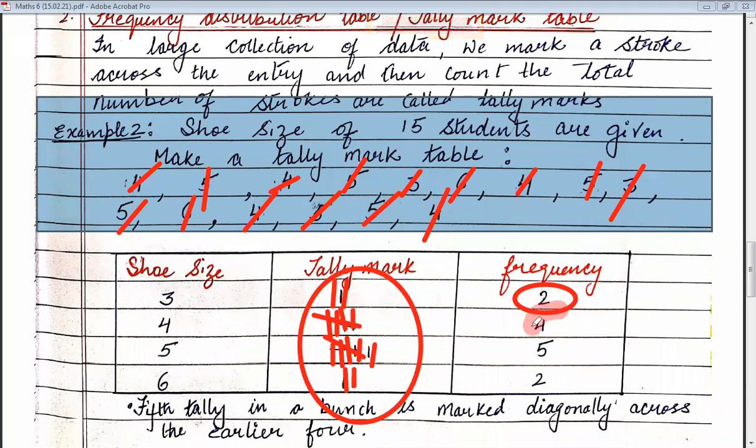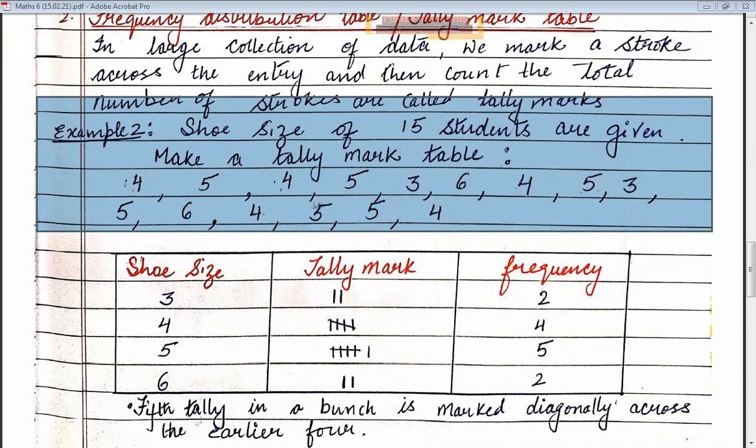Okay, and next one is your 5 shoe size. How many children are having? This is 6. Here you will write 6. And next one is your 6, and only 2 students are having shoe size 2. Is it clear, children? So this is called your tally mark table, in which you will show tally marks and your frequency. Is it clear, students?